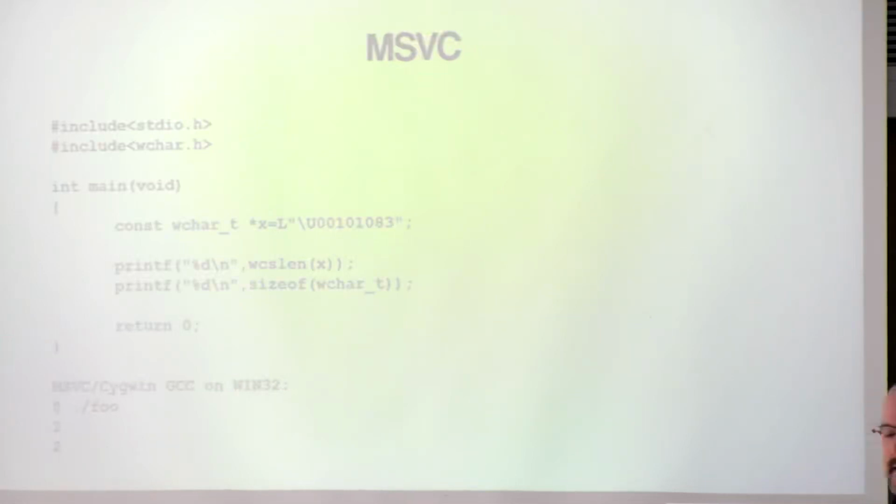In MSVC, I run the same thing. And it says that the length of the character string, that same high code point, is actually of length 2. So 2 code units are involved in this. And the size of a particular code unit, the wchar_t, is length 2. So you can tell that the internal representation there is UTF-16.